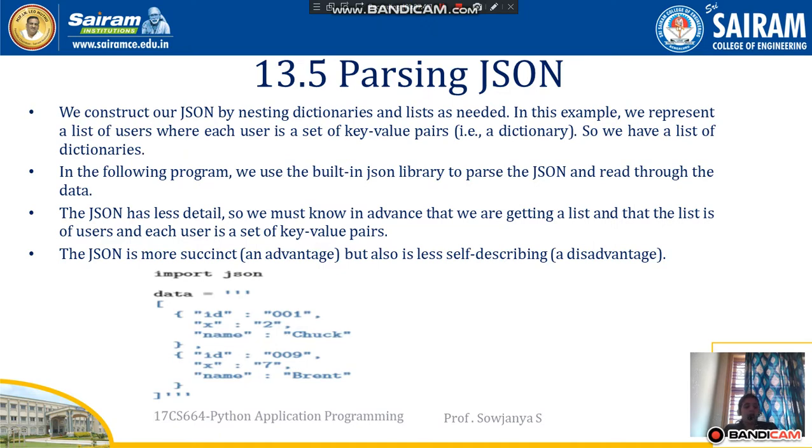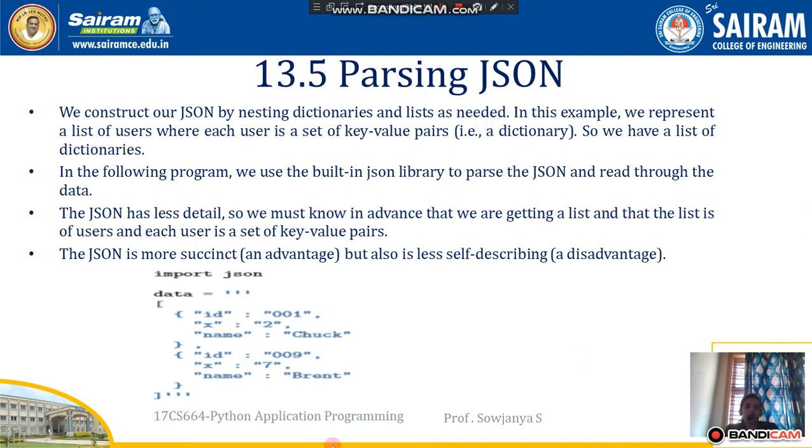Now, how can we do the parsing of the elements using JavaScript Object Notation? We can construct our JSON by nesting dictionaries and lists as required. When you consider this example, we represent a list of users where each user is a set of key value pairs. We know how to use key value pairs, that is dictionaries. In the dictionaries chapter we discussed how to write key value pairs. So we have a list of dictionaries.